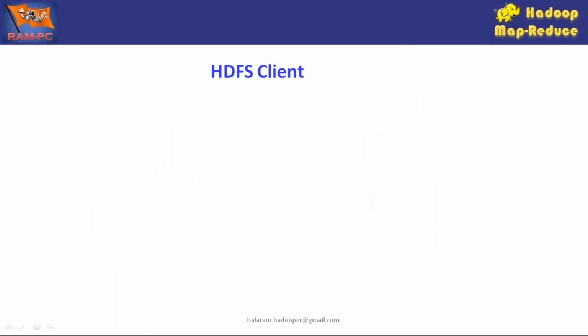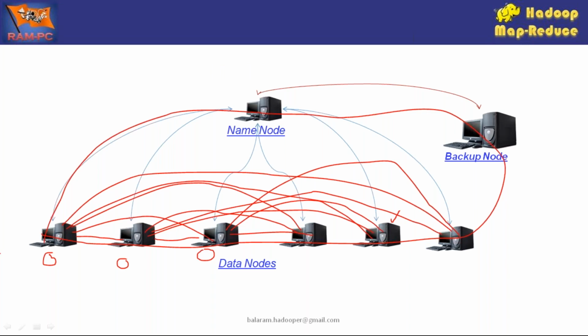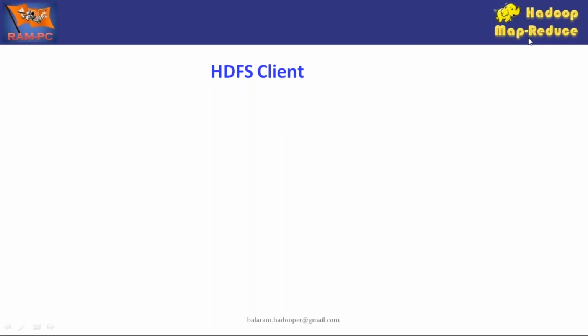Now, anyway, we are in the cluster. All these machines are part of the cluster. They can access the name node easily, and any machine can access any other machine easily. So there is no problem with the interaction. Now, if any outside client wants to communicate with the cluster, how can they communicate? That is the Hdfs client.